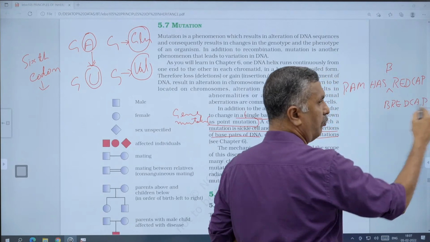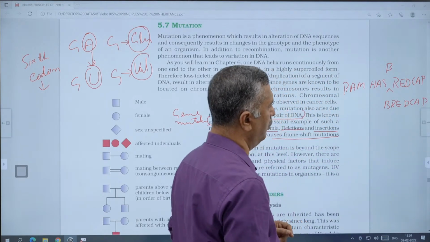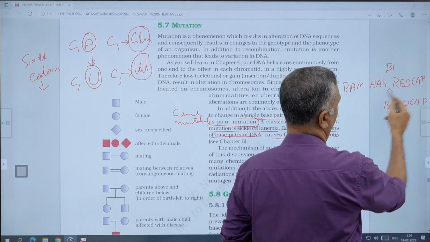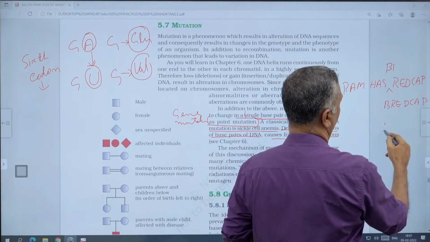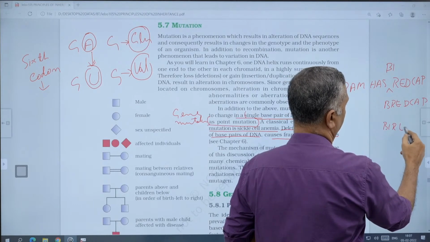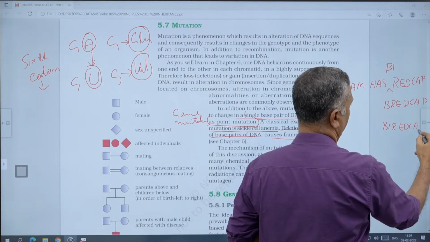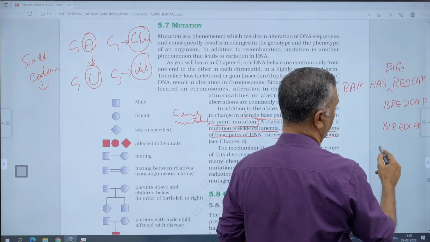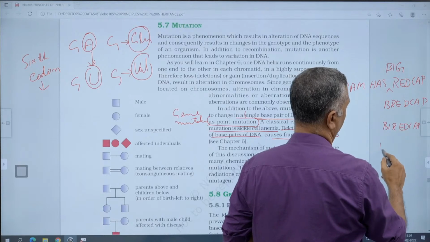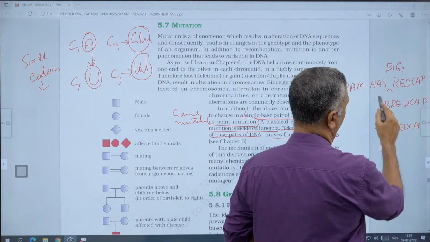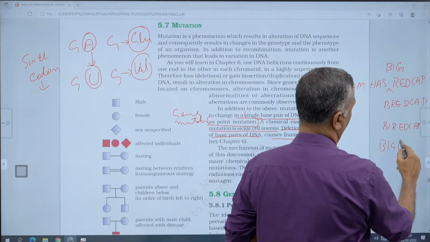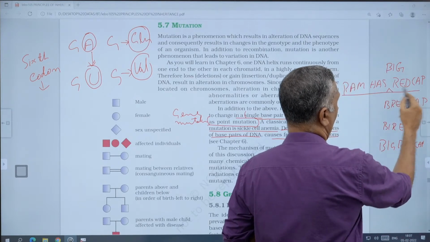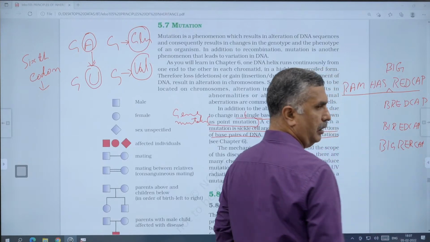The reading frame will be changed. If one more letter is added, B, the reading frame becomes RAM has BIR, EDC, AP. Then one more letter is added, G, and the reading frame gives RAM has big red cap. So the meaning will be changed: RAM has red cap, RAM has big red cap.